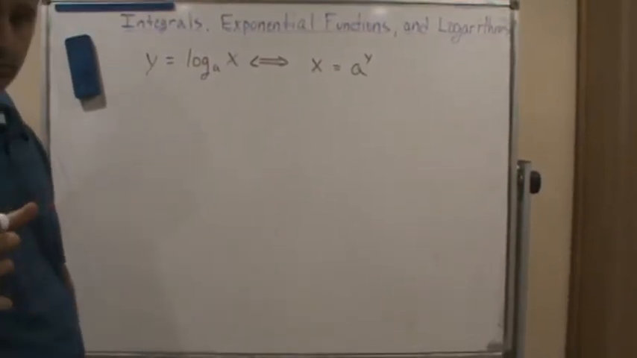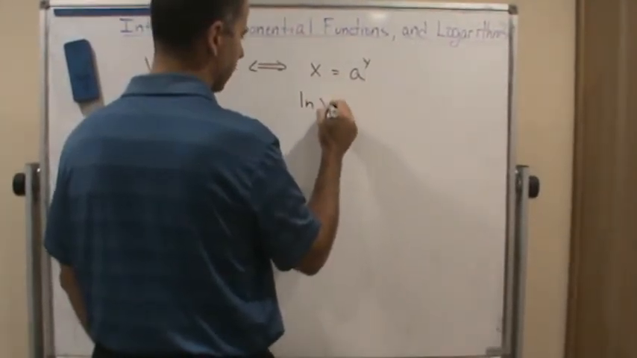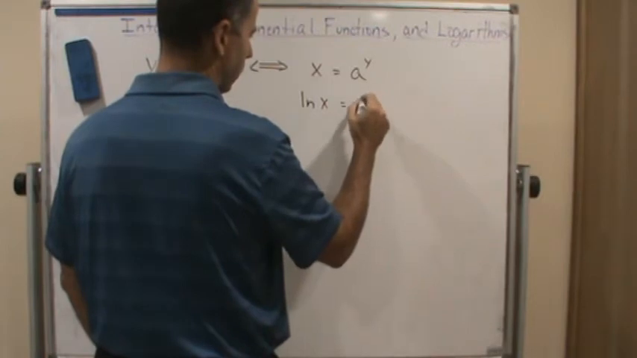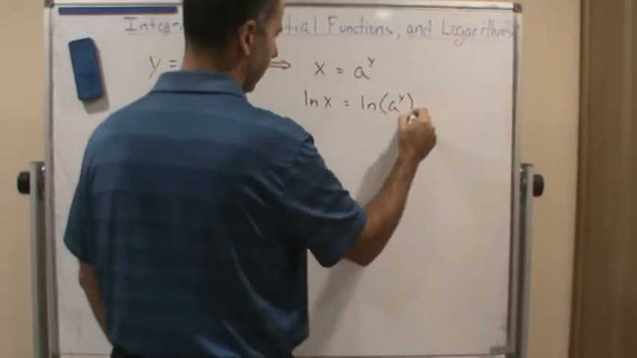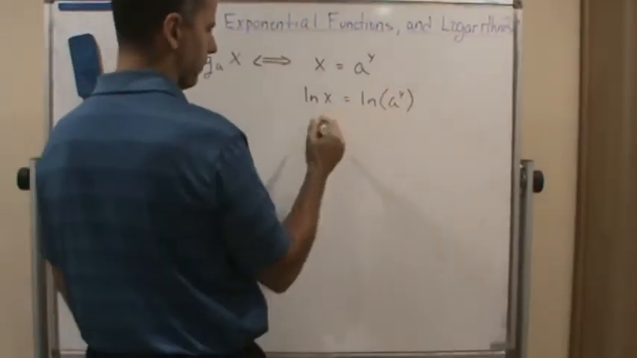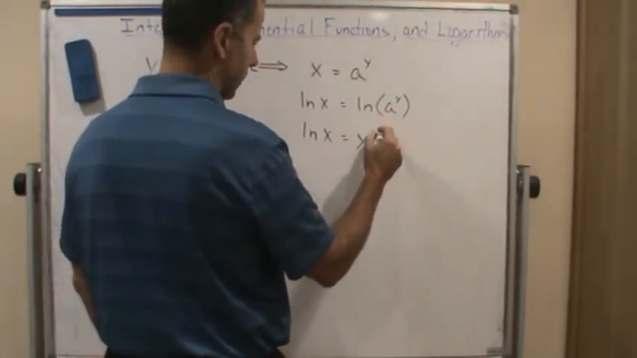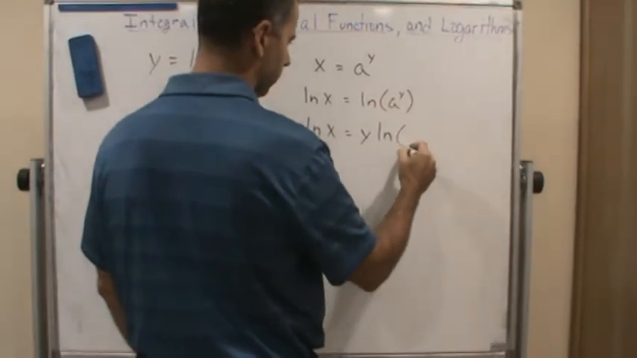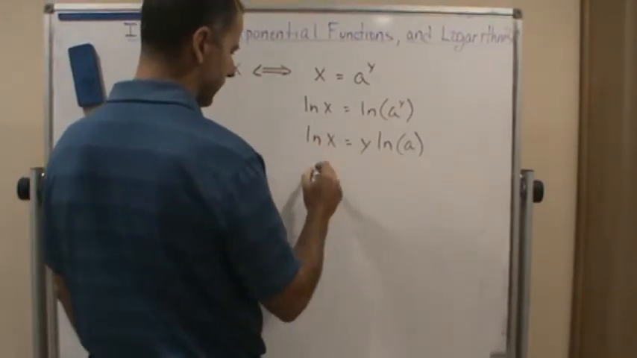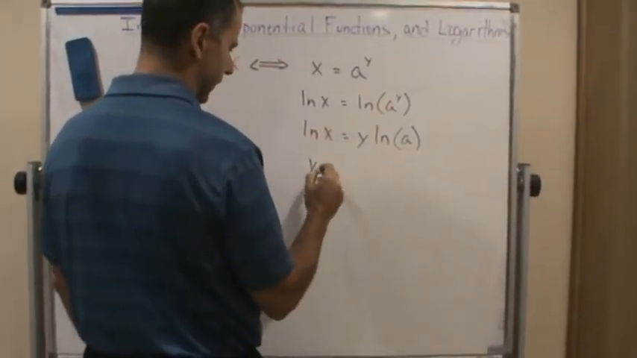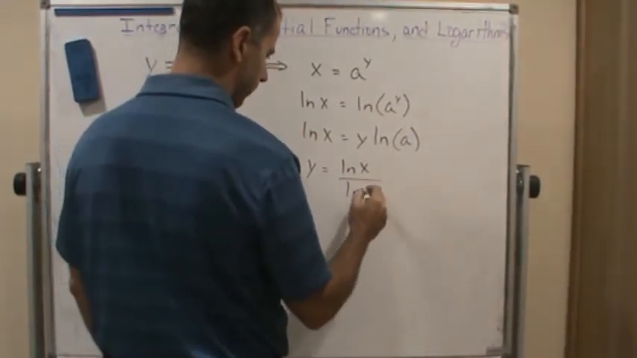To see this, let's take the natural log of both sides here. We get the natural log of x equals the natural log of a to the y. And of course, using the properties of logs, we get natural log of x equals y times the natural log of a. If we divide both sides, we get y equals the natural log of x over the natural log of a.